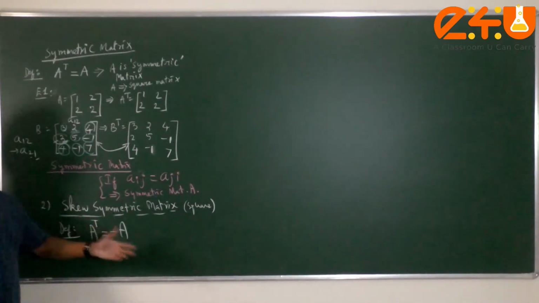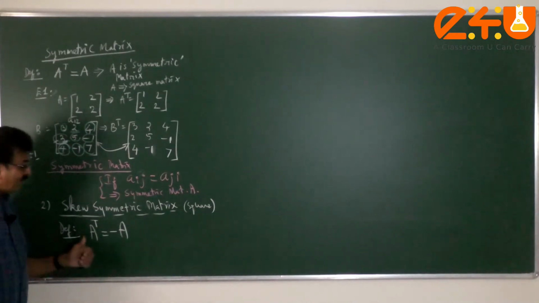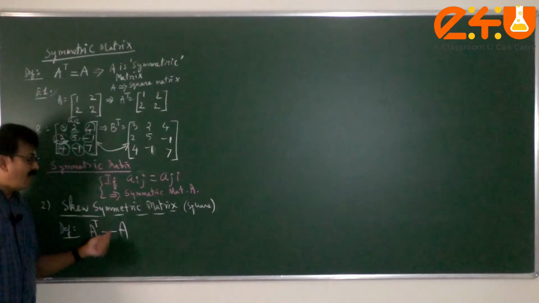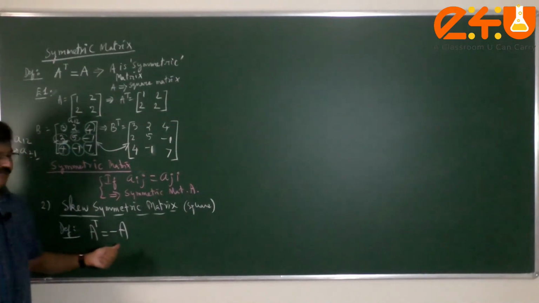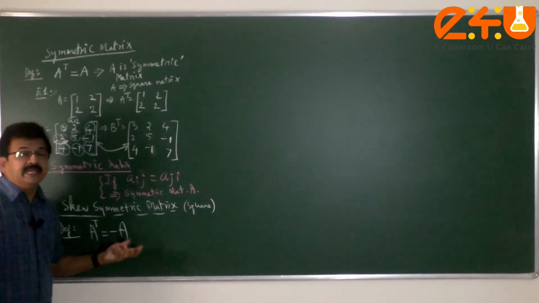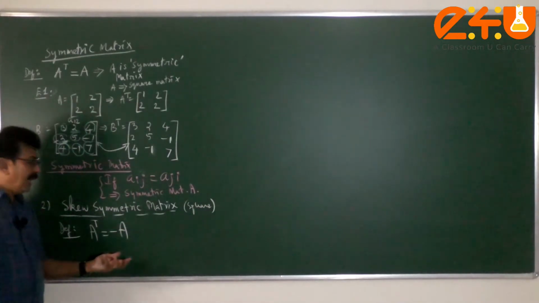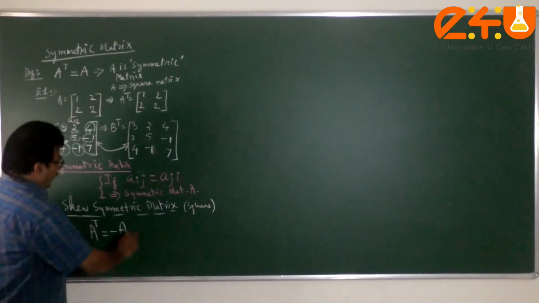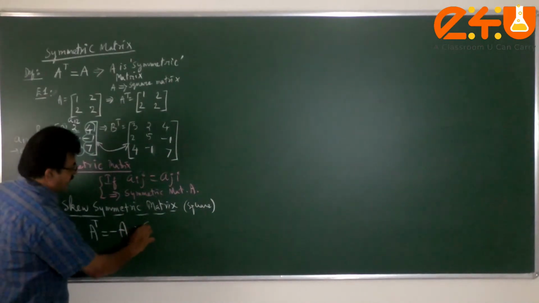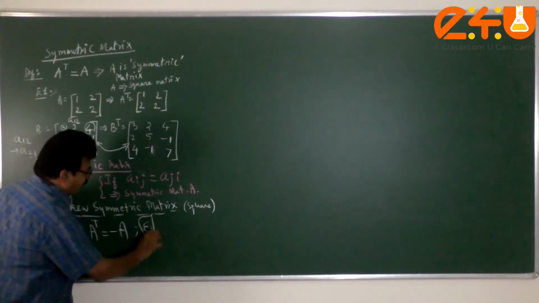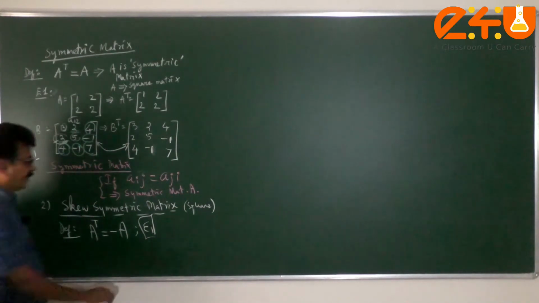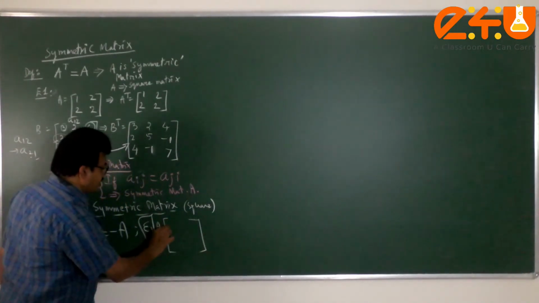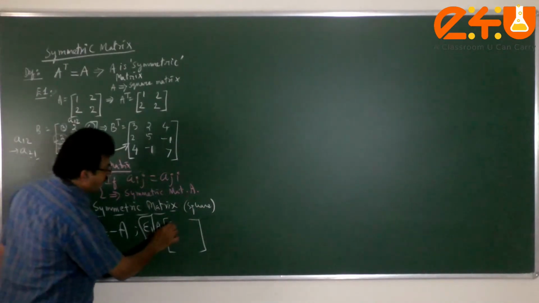You happen to take the transpose. After taking the transpose, you find it is the negative of the given matrix, which means every entry element in A has its sign reversed. So how is that? Let me give you example 1. Let me take a 2 by 2 matrix. Consider the matrix A.